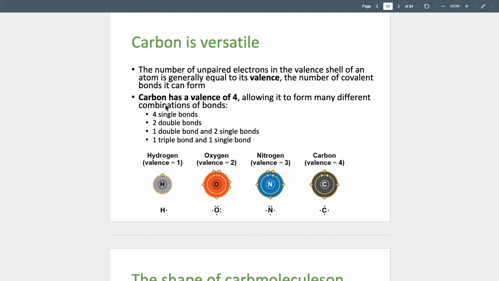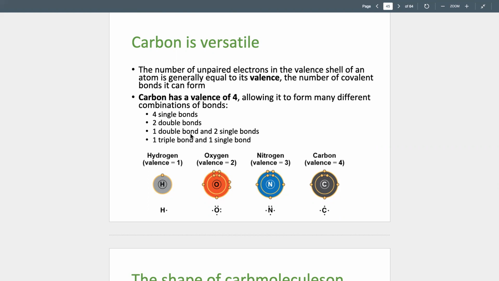So carbon has a valence of 4. So you see this is one of the exceptions where it's not always the same. Nitrogen is the same way. But basically you can look at carbon and it has 4, its valence number is 4. And it can create 4 single bonds or 2 double bonds.